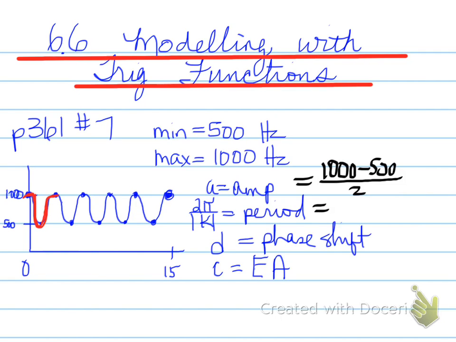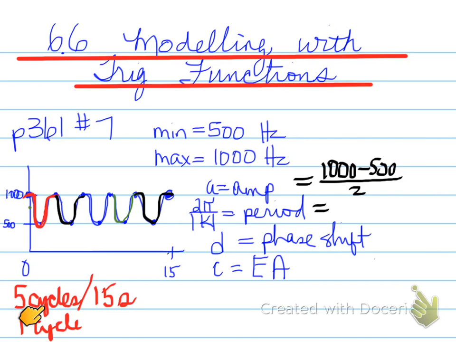The period is going to be, now this one's very important. How do you determine the period of this? Well, there are 5 different cycles here. 1, 2, 3, 4, 5. There are 5 cycles that happen in 15 seconds. We want to know how long it will take for 1 cycle. So, I'm going to take 5 divided by 5 to give us 1, because we want 1 cycle. How long will that take? Well, that'll be 15 divided by 5, which is 3 seconds. So it will take us 3 seconds to get 1 cycle completed.